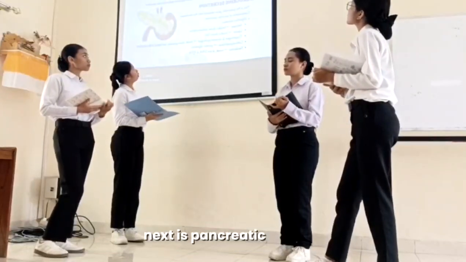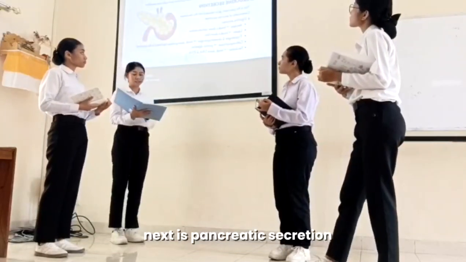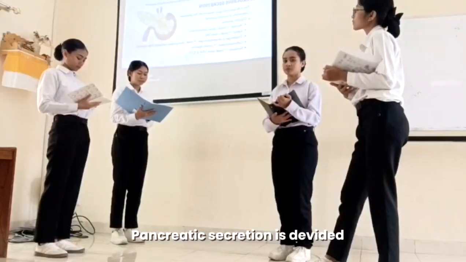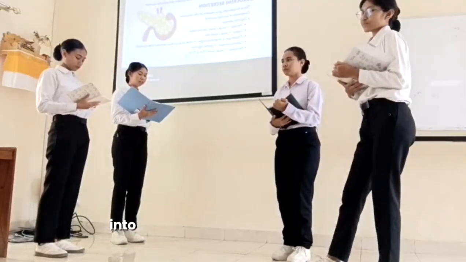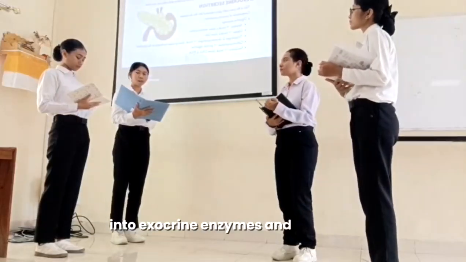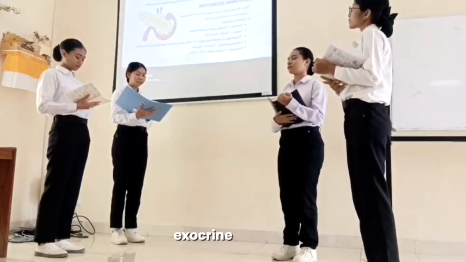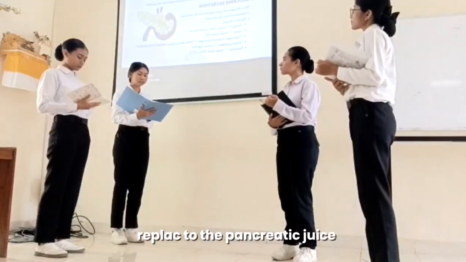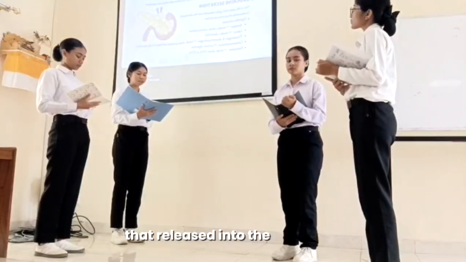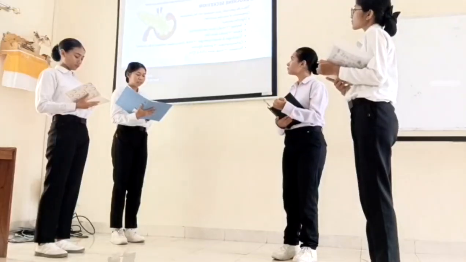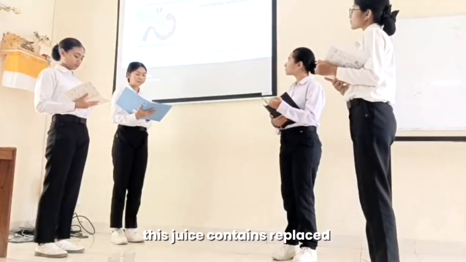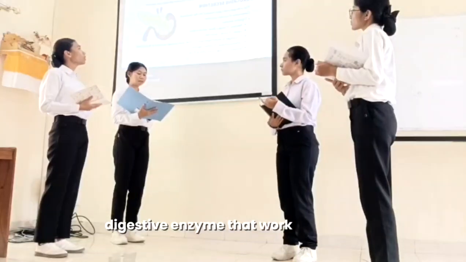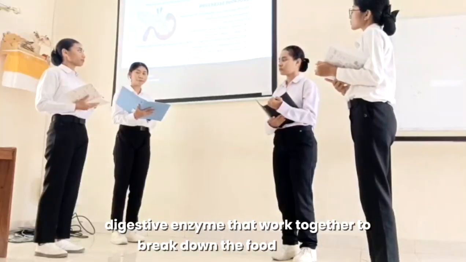Next is pancreatic secretion. We will focus especially on the exocrine secretion. Exocrine secretion refers to the pancreatic juice that is released into the duodenum. This juice contains digestive enzymes that work together to break down the food that we eat.